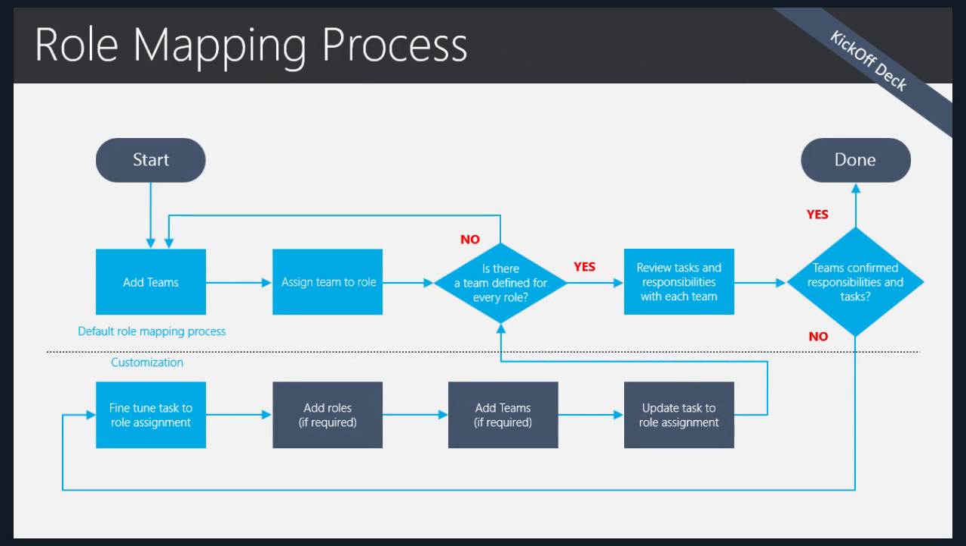So here's a visual overview of the process that we've just done. At the start, we've added the teams, we've assigned the teams, and then there's a small cycle where we make sure that we have defined a team for every role, and we'll go through that cycle as long as there are roles that have not found an owner yet. Once we've done that, we will reach out to the team, share the task list and the responsibility list with them, and ask for confirmation.